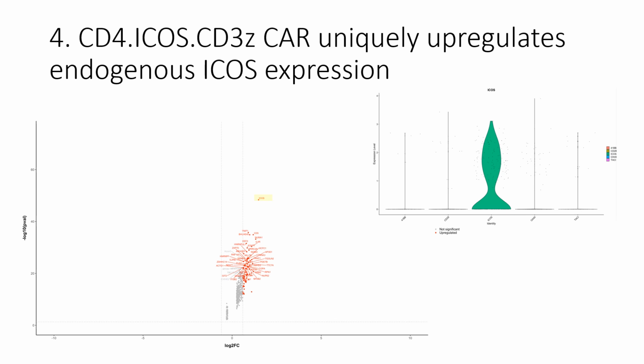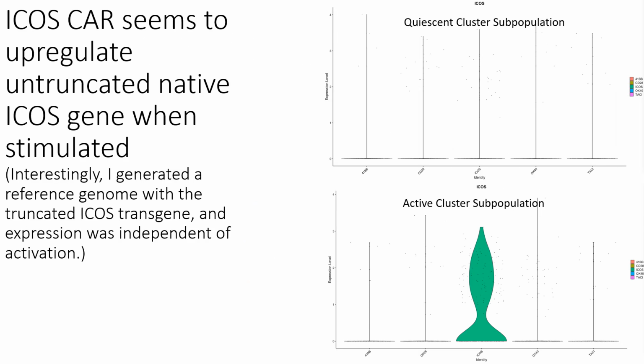But moving on to another thread that I thought was particularly interesting: our ICOS construct, that is to say, you take a truncated ICOS that only expresses the intracellular domain and then graft it onto the CAR T cell, only that CAR T variant will upregulate ICOS in response to stimulus. Now, you'll see that this is really only happening in the active clusters. Maybe this is driving some sort of activation phenotype, and you don't really see that much in the quiescent clusters.